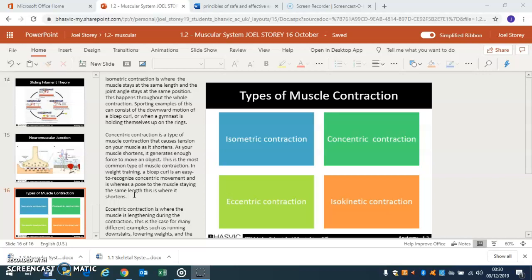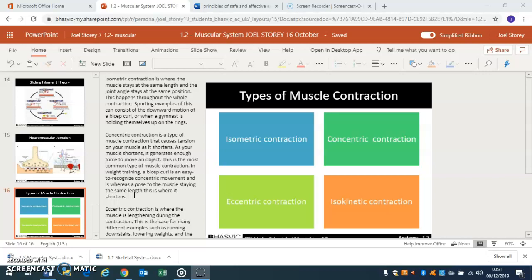Firstly, isometric contraction is where the muscle stays the same length and at the same joint, and the joint angle stays in the same position. This happens throughout the whole contraction where the muscle stays the same length. A sporting example of this could be the downward action of a bicep curl, or when a gymnast is holding themselves up on rings.